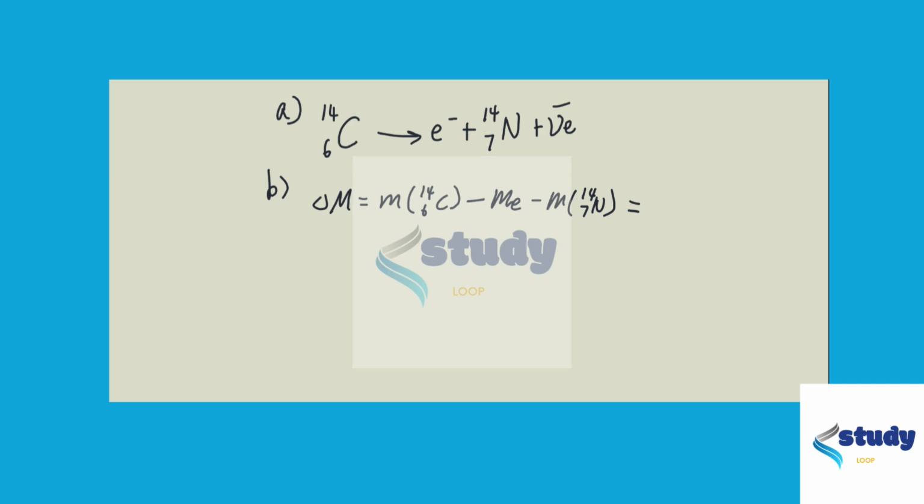So the mass of carbon-14 is 13.999950 U. The electron is 0.000549 U. Nitrogen is 13.999234 U. And then together this will give us 1.67 times 10 to the negative 4 U.